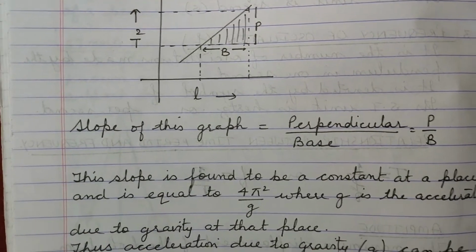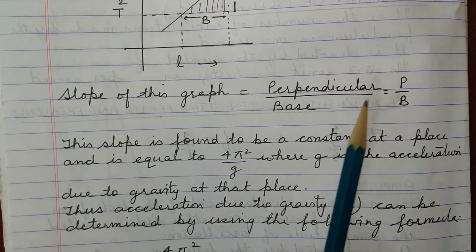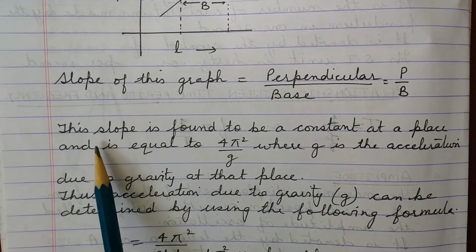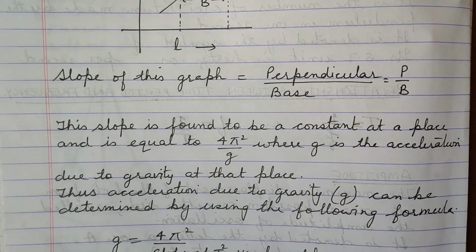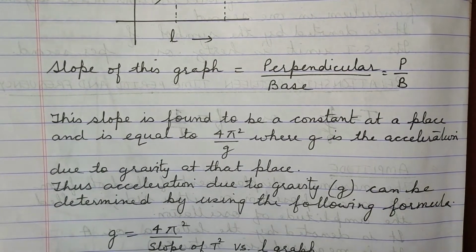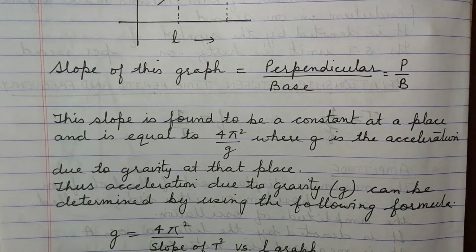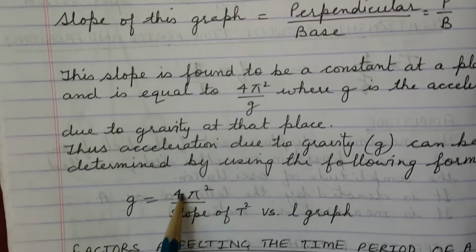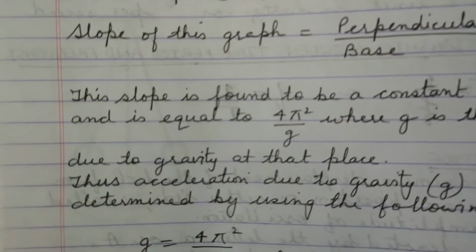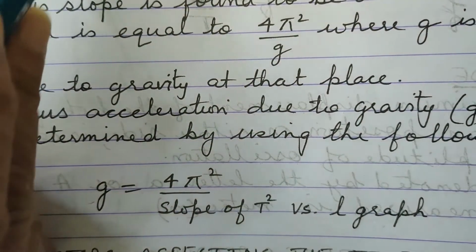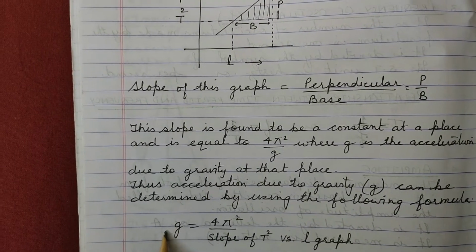So how to calculate the acceleration due to gravity? We'll find the slope of the graph first by using the formula perpendicular over base. That's a simple one. And this slope will always be a constant at a place, and it is equal to 4 pi square by g, where g is the acceleration due to gravity of that place. So by using the formula, g is equal to 4 pi square upon slope of T square versus L graph. Whatever the slope of the T square versus L graph is, we are going to use in this particular formula to find out the g value.